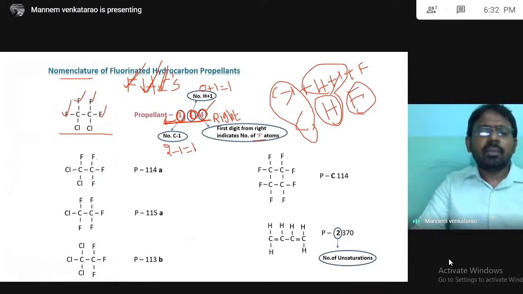First, number of fluorines. How many? 1, 2, 3, 4. Yes, 4 completed. Number of hydrogens, 0. 0 plus 1, 1. Yes, 1 is completed. Next, number of carbons, 2. 2 minus 1, 1. Yes, it is also completed. But what is the difference between these two compounds? This is also dichlorotetrafluoroethane.